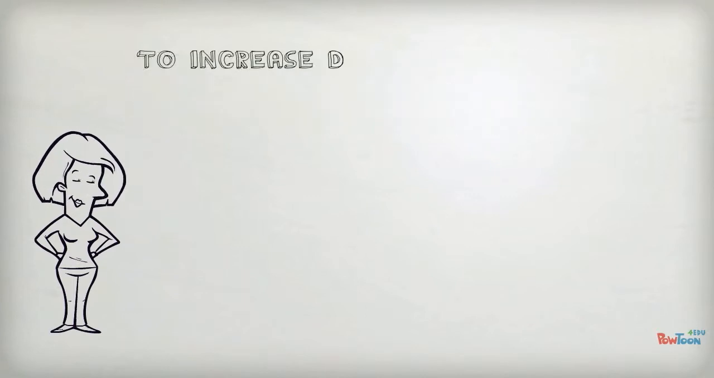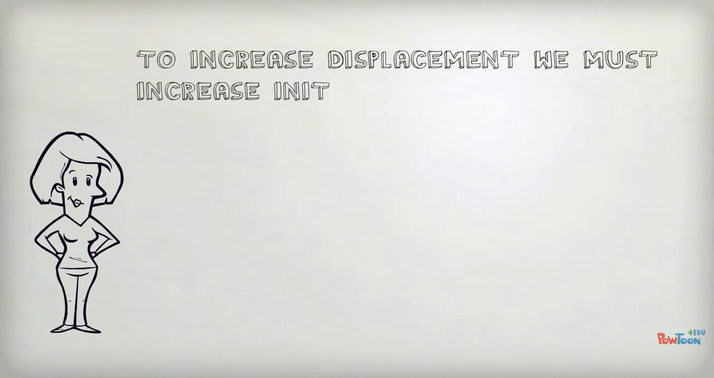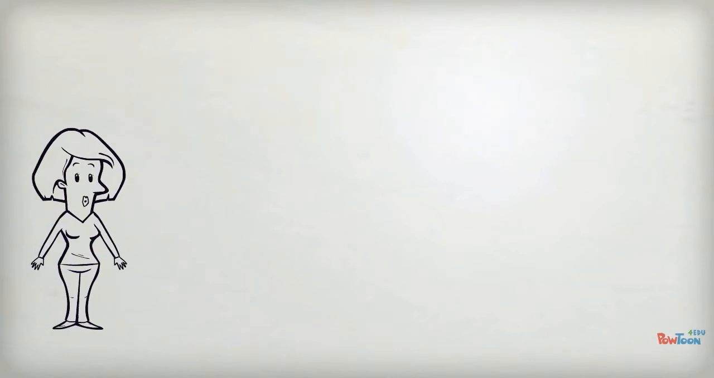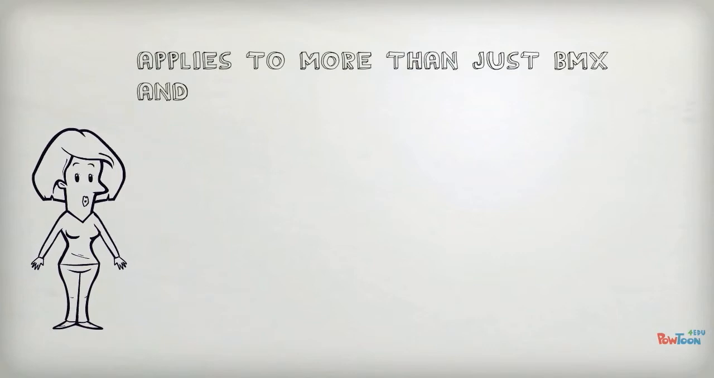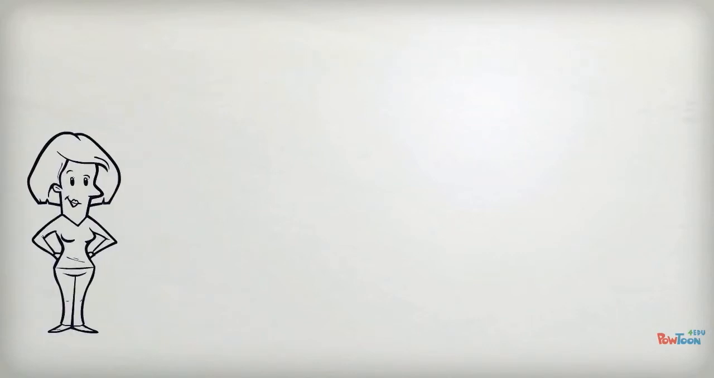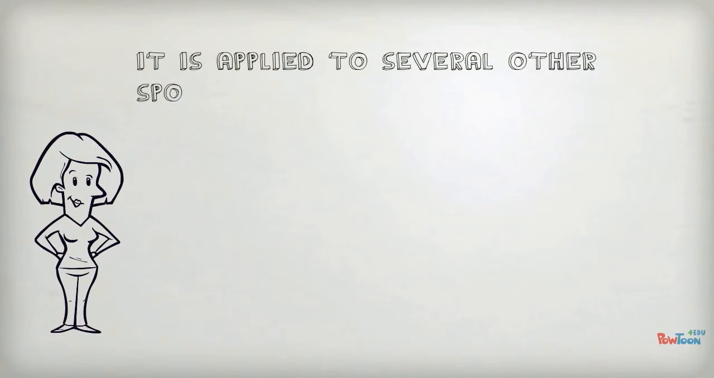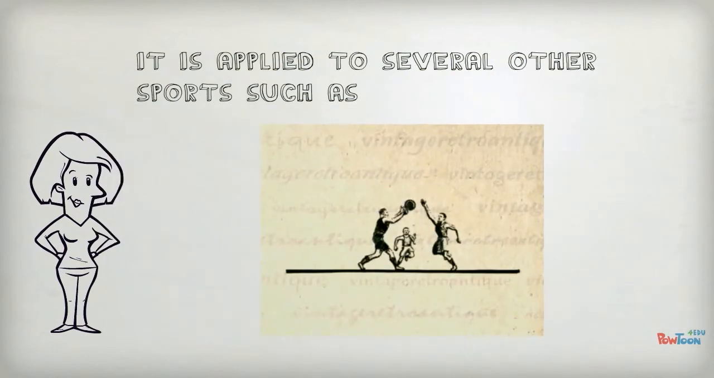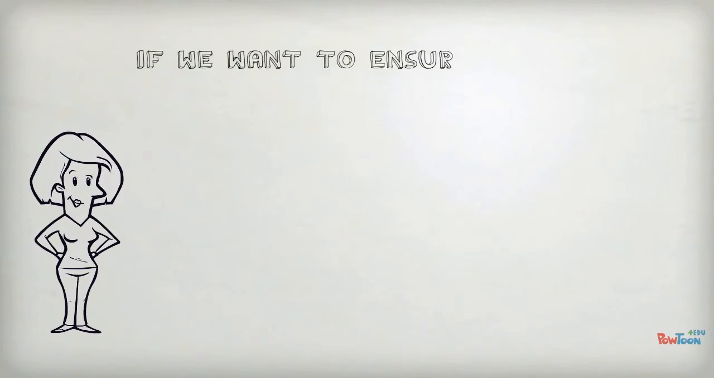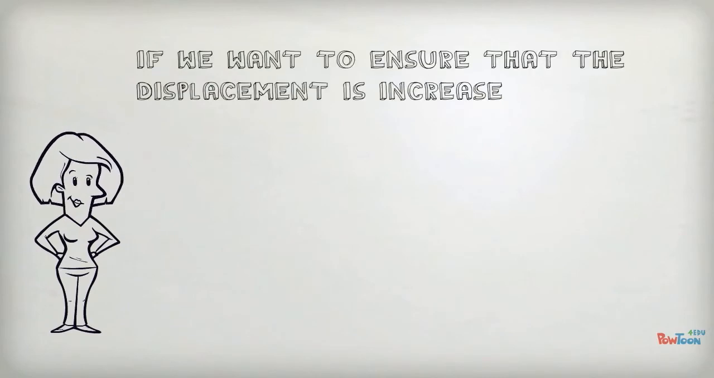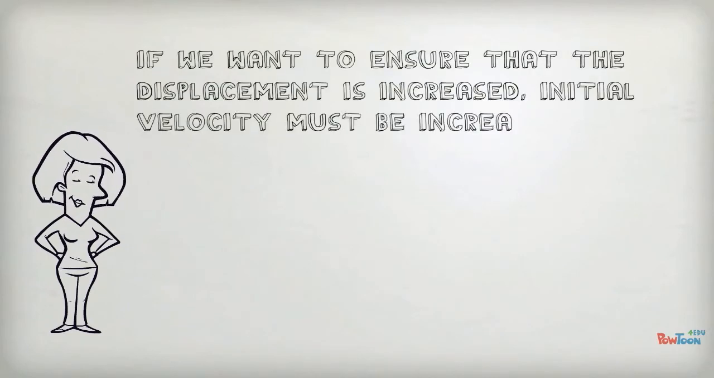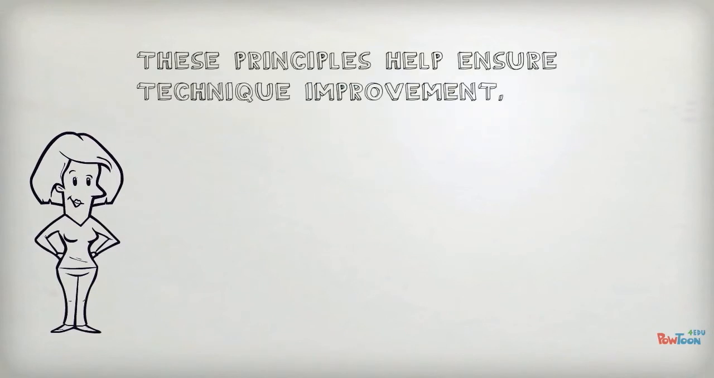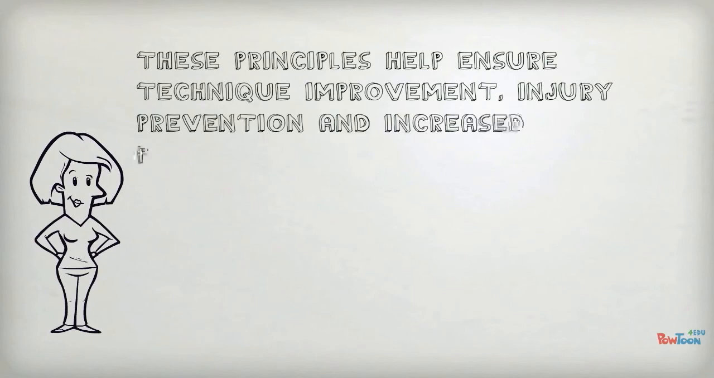To increase displacement, we must increase the initial velocity, which also decreases the time in the air. This principle applies to more than just BMX and bike. It is applied to several other sports, such as long jump, pole vaulting, soccer, basketball, and volleyball, among others. If we want to ensure that the displacement is increased, initial velocity must be increased. These principles help ensure technique improvement, injury prevention, and increased performance in sports.